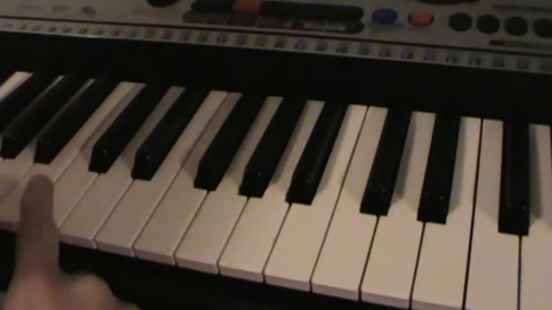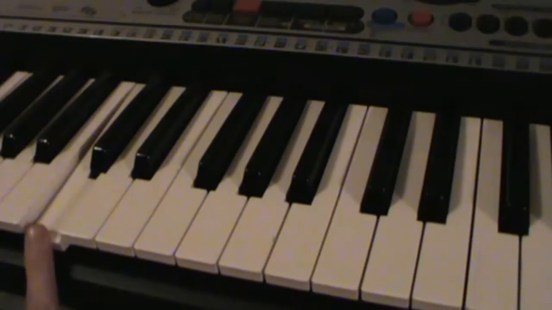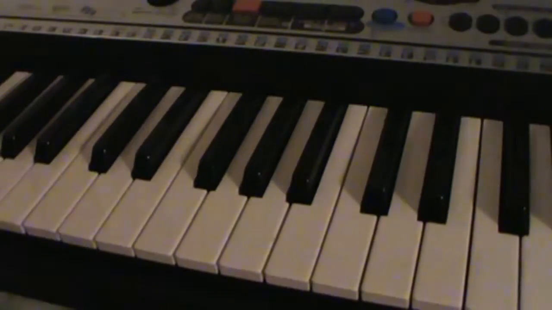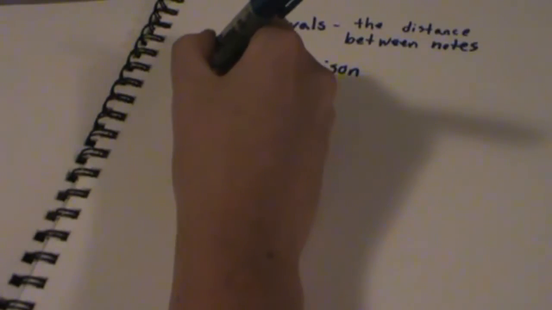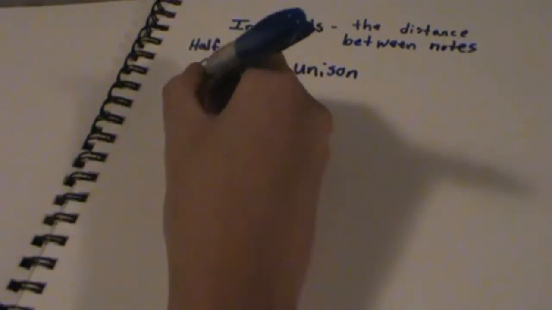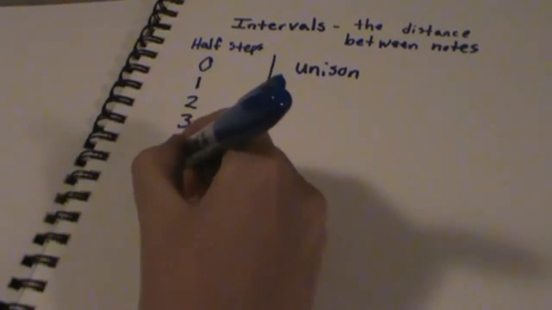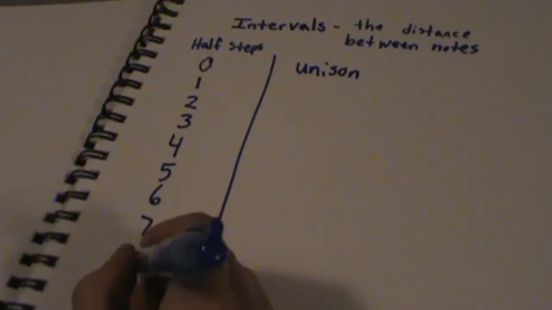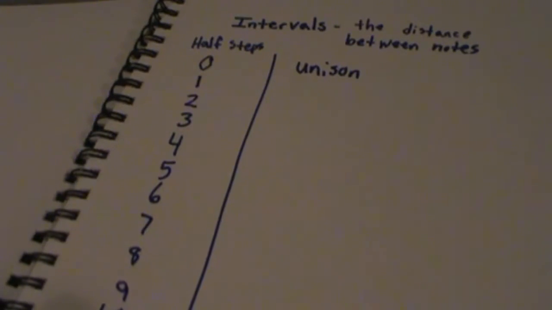Because really, you can't play this note unless you're playing a duet and somebody else has another piano. You can't both play middle C. It is what it is. In order to play unison, you have to have 2 people playing the same note. Alright, half steps. 1 half step. I'm going to actually just number this. 2, 3, 4, 5, 6, 7, 8, 9, 10, 11, 12.